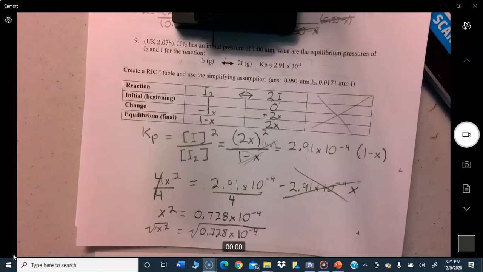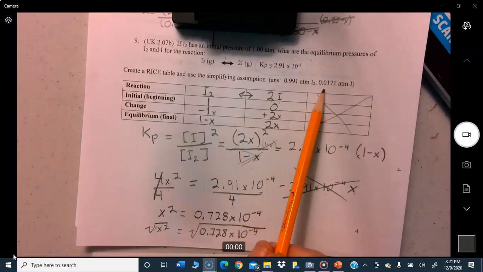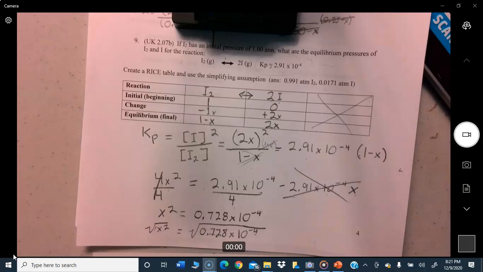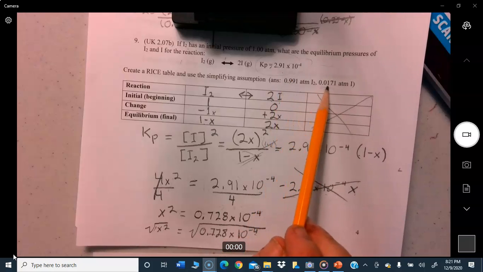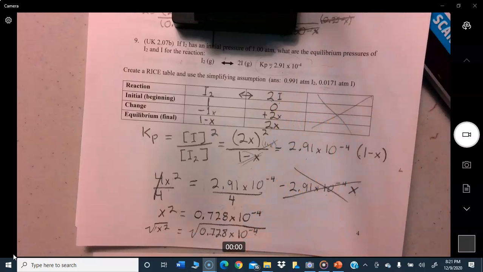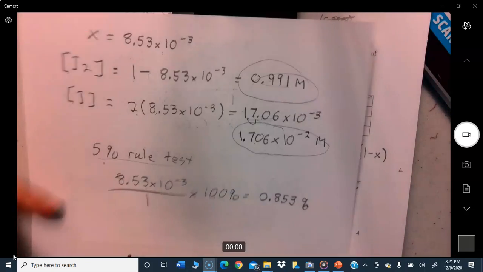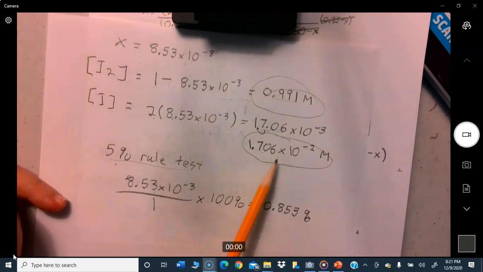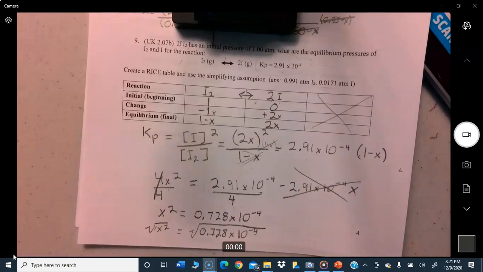Did I give you answers on this one? Yeah, 0.991 and, yeah, I wrote it in scientific notation. That's 1.71 times 10 to the minus 2. That's what we got there. That's close. 1.7. Okay. All right.